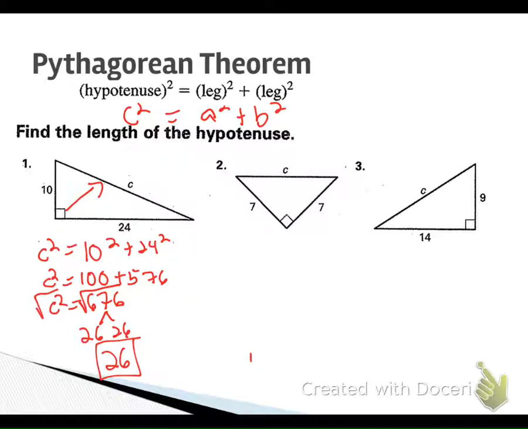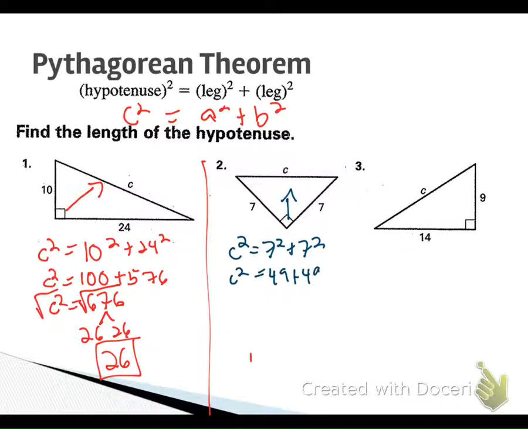Okay, after that, which one's your hypotenuse here? Same in each of them. It's the C squared, the side opposite of your right angle, the longest side in the right triangle. Then we have 7 squared plus 7 squared. What's 7 squared? 49 plus 49. What's 49 plus 49? 98. We're going to square root both sides to get C by itself. What are factors of 98?